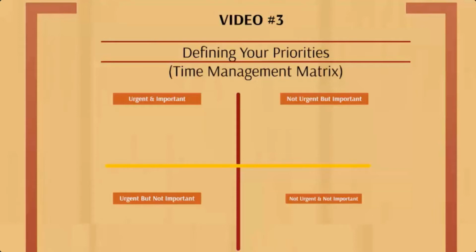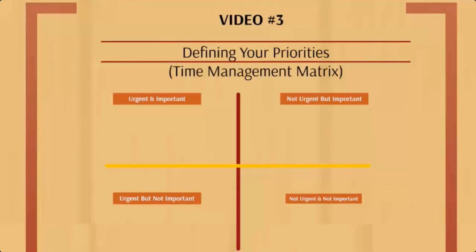So in video number 3, we are going to talk about defining your priorities, and I'm going to help you do that by showing you a time management matrix. Time management obviously is not exactly the same thing as productivity. However, they do go hand in hand, and by applying and combining the two, they can actually help you out.